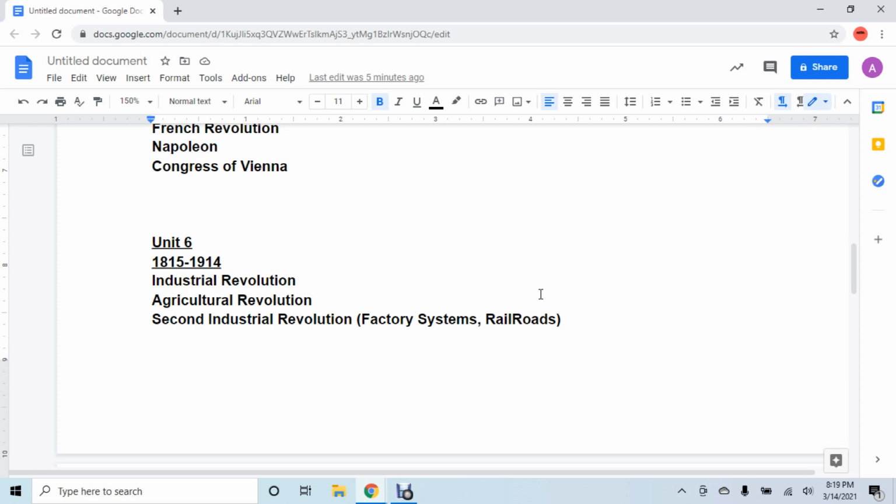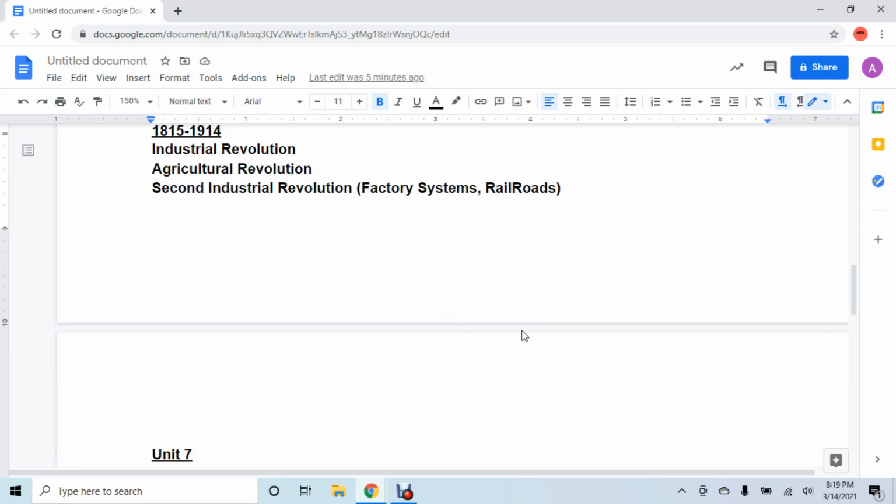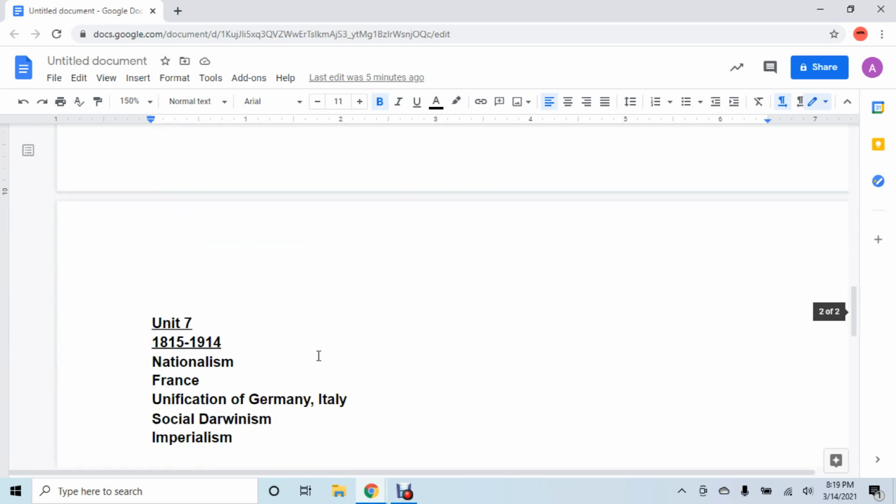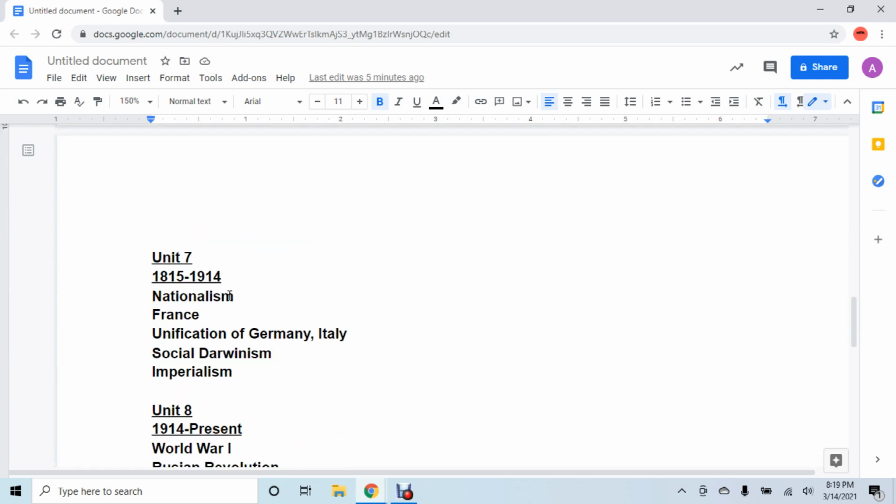Here you have the Industrial Revolution. It's kind of self-explanatory. You have the Agricultural Revolution. The Agricultural Revolution actually comes before the Industrial Revolution, but you want to kind of understand that. And then you have the Second Industrial Revolution, which is factory systems and railroads, the advent of like mega industry and factories going forward. Then Unit 7 is from 1815 to 1914.